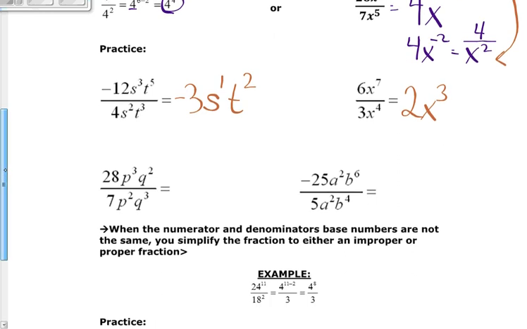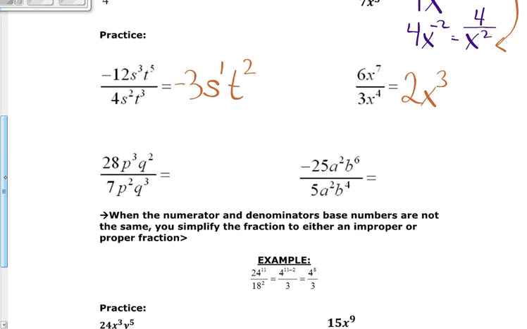Over here, we're going to have 28 divided by 7, which is 4. We're going to have p, 3 minus 2 is 1. For q, 2 minus 3 is -1. And we can write this using a positive exponent, using 4p up top over q.